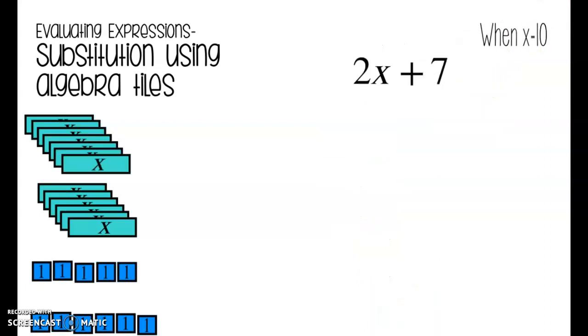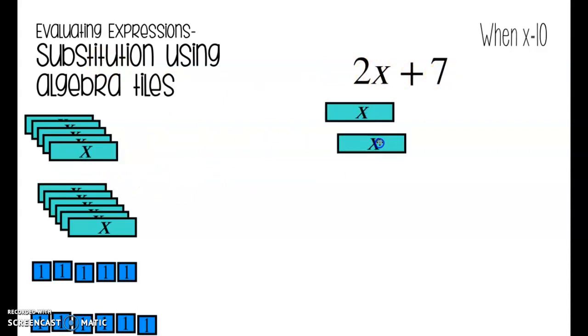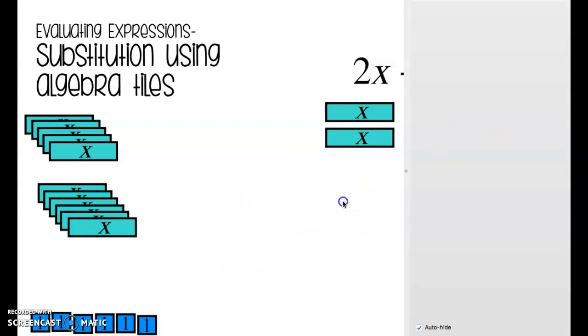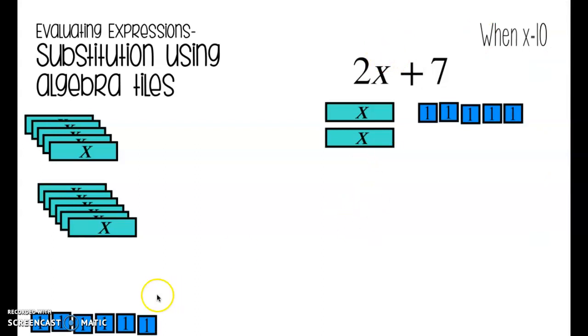Let's try another one. Evaluate the expression using substitution. So I have 2x plus 7. So I'm going to show my expression in algebra tiles first. So I have 2x, and I have 5, 6, 7 ones tiles. So here is the exact same expression using tiles.